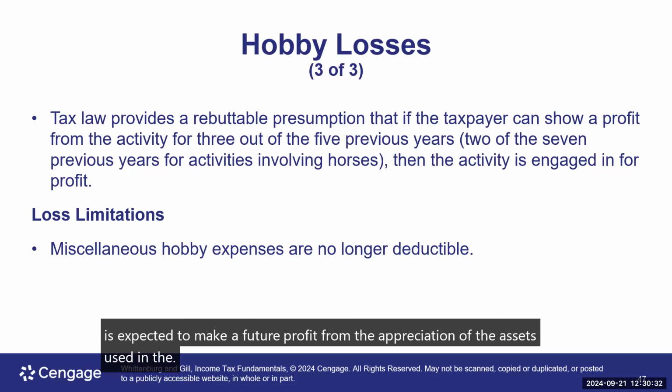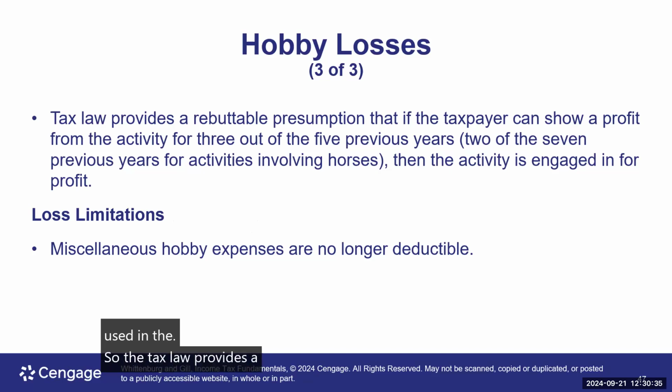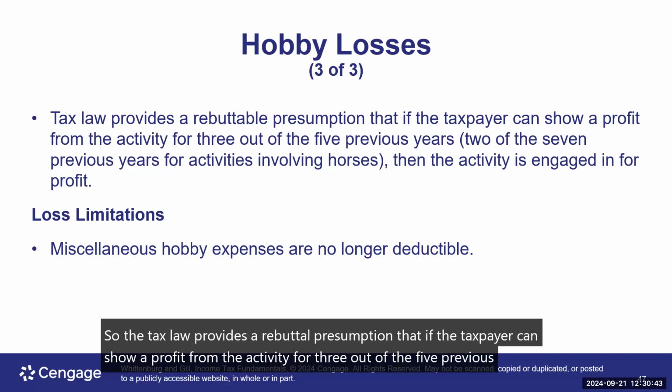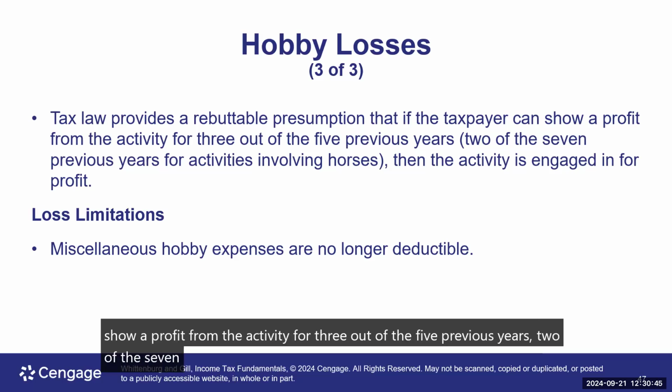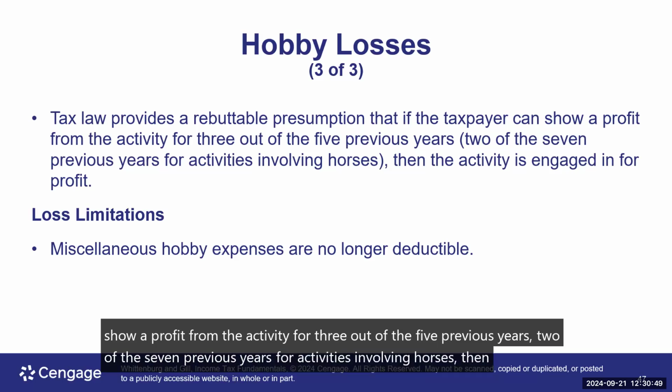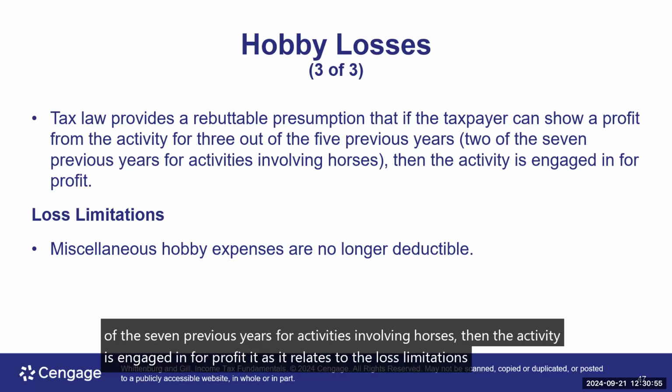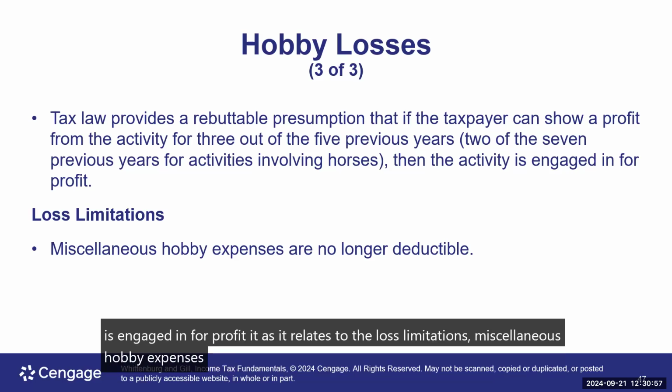So the tax law provides a rebuttable presumption that if the taxpayer can show a profit from the activity for 3 out of the 5 previous years, or 2 of the 7 previous years for activities involving horses, then the activity is engaged in for profit. And as it relates to the loss limitations, miscellaneous hobby expenses, unfortunately, are no longer deductible.